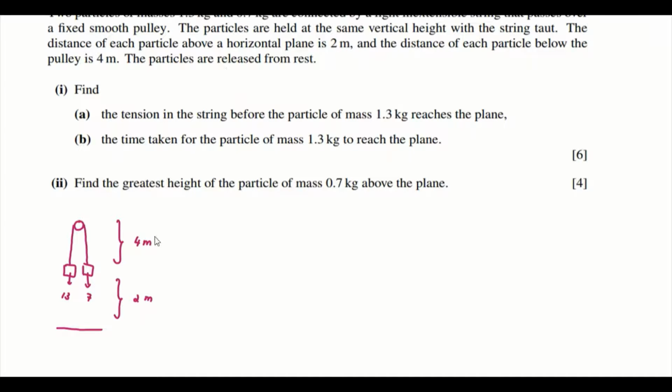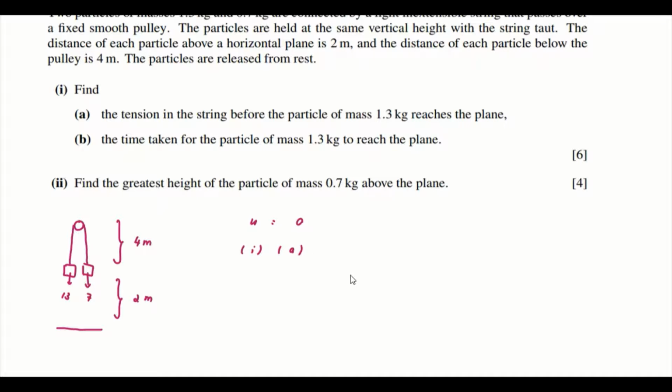So the particles are released at rest, which means the initial velocity of both of them is 0. All right, so you can see the question. The question asks for the tension. Normally when you need to find the tension, you need to use net force equals ma, so indirectly you'll be finding your acceleration as well. Then the question wants to find the time taken for the particle of mass 1.3 kg to reach the plane, so you can imagine that you will need to use the SUVAT formulas. Then we need to find the greatest height. Okay, so now let's try to solve one by one. Let's look at 1a first.